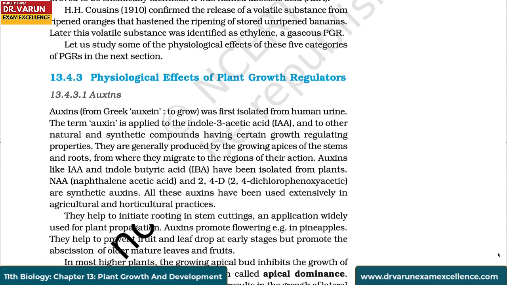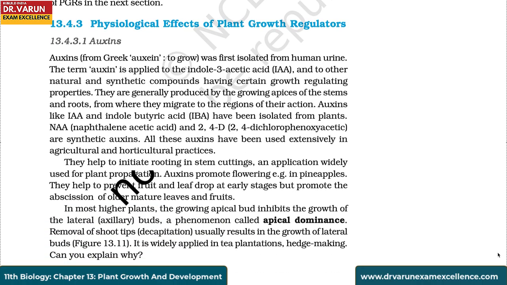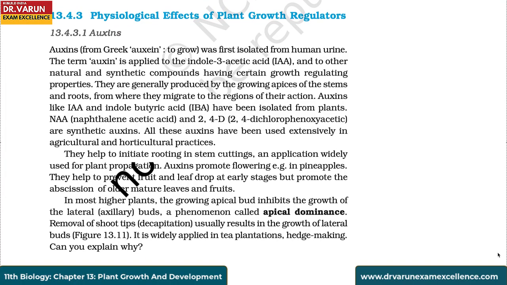Physiological effects of plant growth regulators. Auxins. Auxins, from Greek auxein, to grow, was first isolated from human urine. The term auxin is applied to the indole-3-acetic acid and to other natural and synthetic compounds having certain growth regulating properties. They are generally produced by the growing apices of the stem and roots, from where they migrate to the regions of their action.